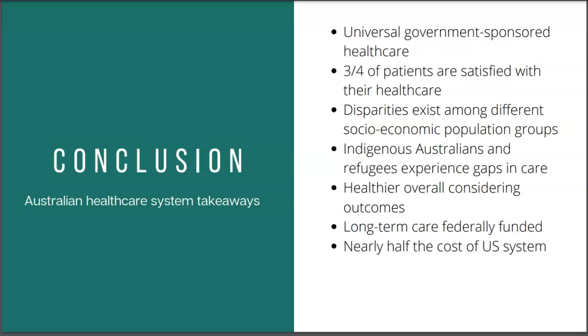The major takeaways from the comparison of the U.S. healthcare system with the Australian system include the presence of a government-sponsored universal care system. The country has a patient satisfaction rate of 75% and greater, the presence of disparities and inequitable measures among the Indigenous Australian population and refugees in Australia, a government-funded long-term care program, and the fact that Australians are generally healthier than Americans, despite spending nearly half of what the U.S. spends on healthcare.